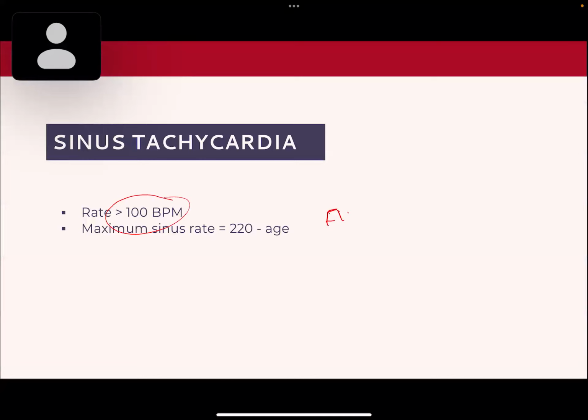Something that's an FYI. And how do you know what's the maximum heart rate that a person can reach? You can just take 220 and subtract it from your age.